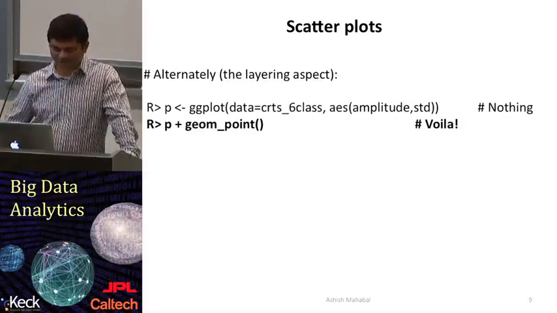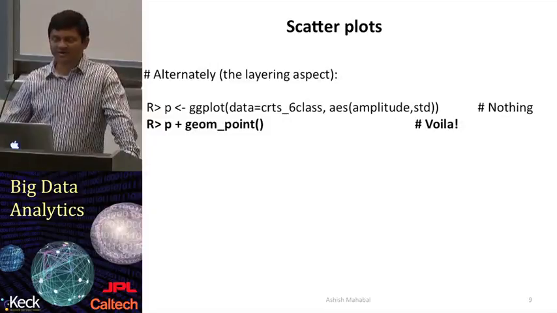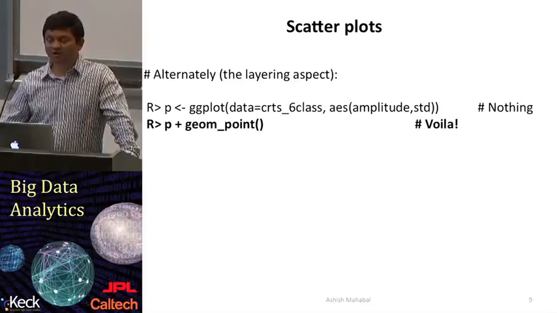This is just rendering. So what you can also do, and this is the important part, is that you can assign the first part that we did of ggplot to, say, an object called p.